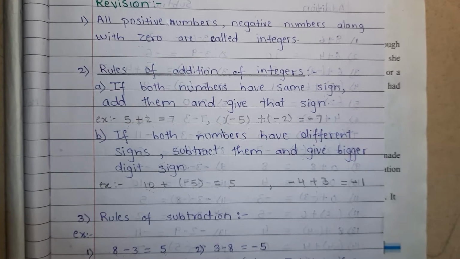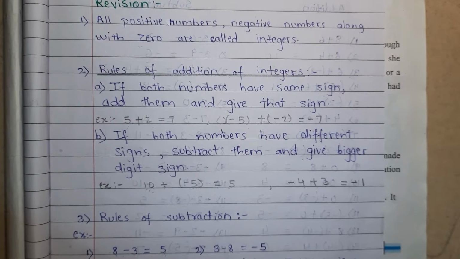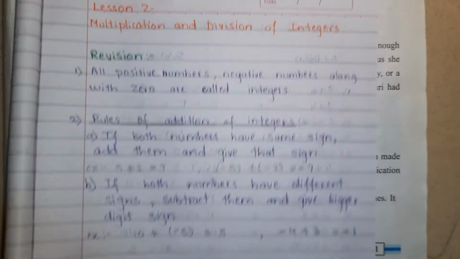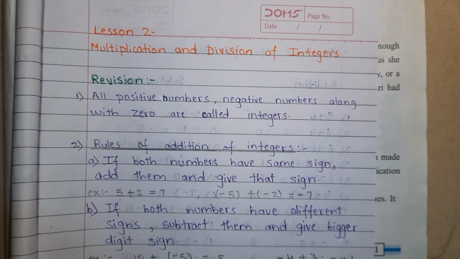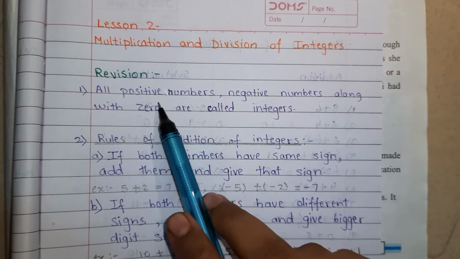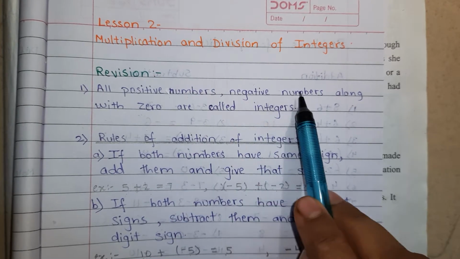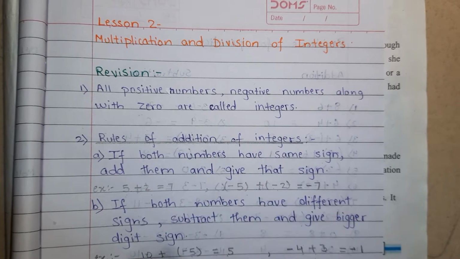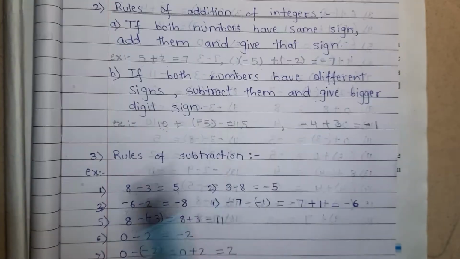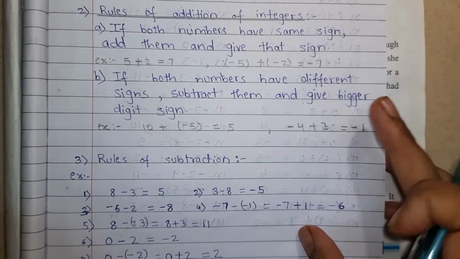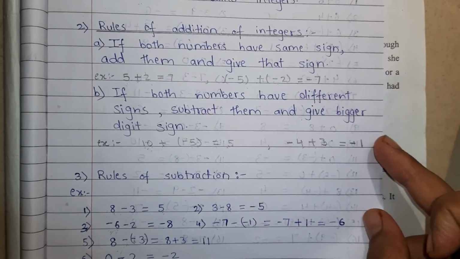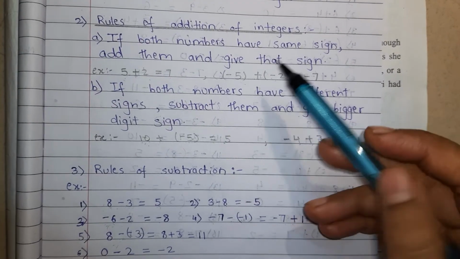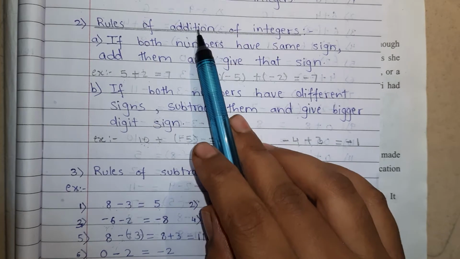Hello students, we are studying lesson number 2, multiplication and division of integers. What are integers? All positive numbers, negative numbers along with 0. They are called integers. And last year we have studied addition and subtraction of integers. So in the previous lecture we have done a revision of addition.